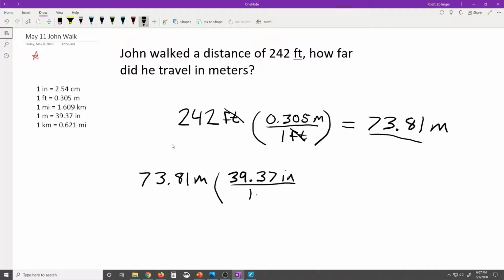Meters in the bottom. Meters cancels out, and I'm left with 2,900, and I'll round that off to 6 inches. Okay, hopefully that gives you an example of what we call unit conversion.